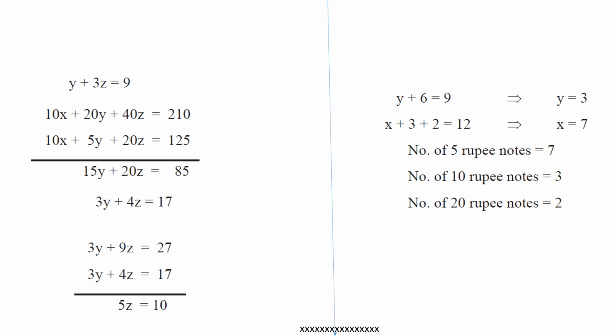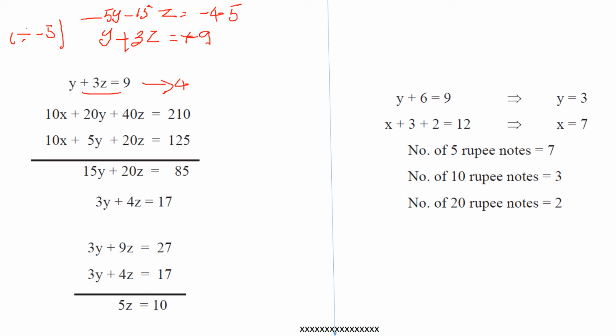So our equation is minus 5y minus 15z equal to minus 45. Throughout the equation, we divide by minus 5. So minus 5 by minus 5 plus y. Minus 15 by minus 5 plus 3z. Minus 45 by minus 5 plus 9. So that is y plus 3z equal to 9. That is our fourth equation.